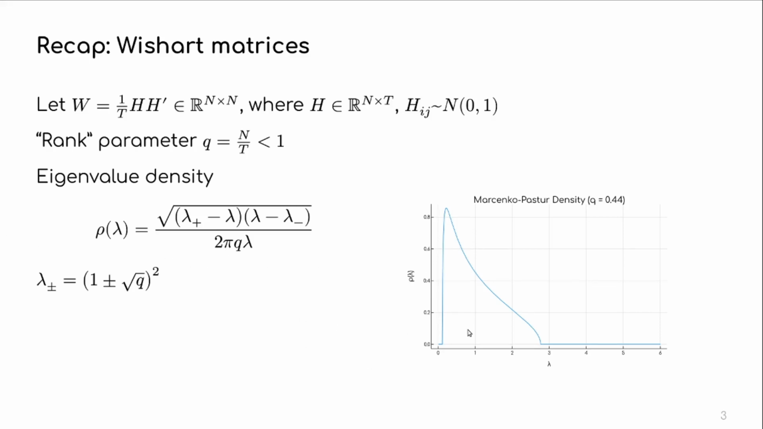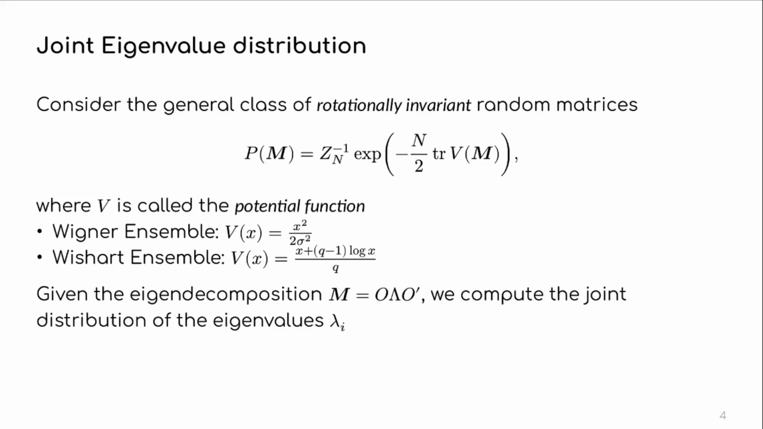For Wishart matrices, the distribution will look something like this. Notice that it has a strict bound, so the support of this distribution is finite and doesn't go crazy. There are no crazy tails here, which will be an important feature later on.